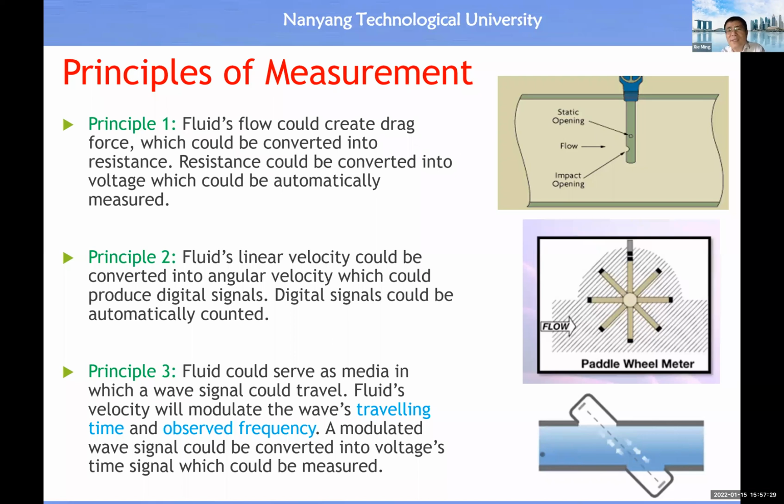So once we receive a time function of the voltage, then we can determine either the traveling time or do a Fourier transform to determine the received, observed frequency. All right. So these are the 3 popular principles for us to follow.